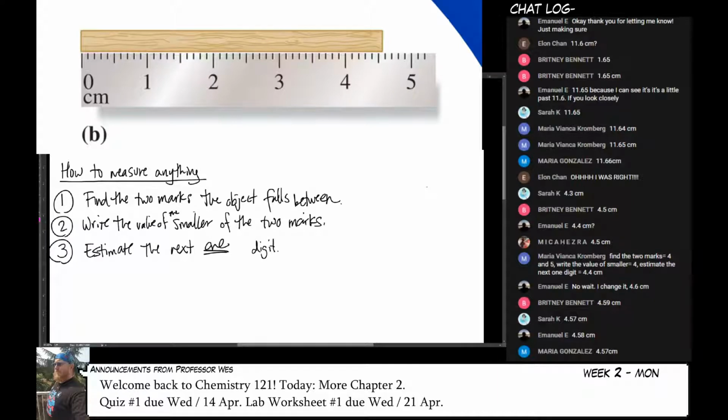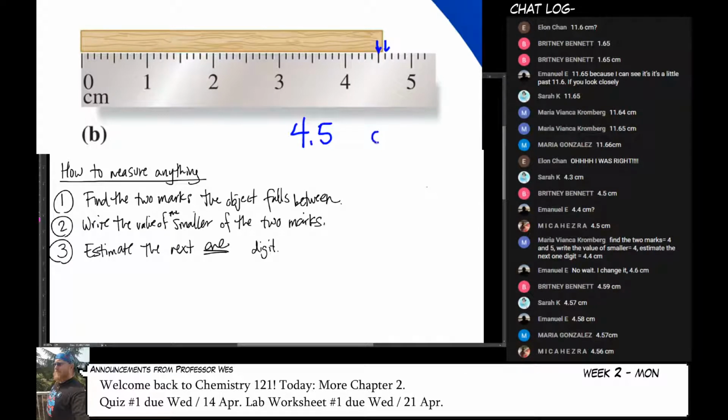All right, let's do the same thing that we just did. So we're going to find the two marks that our measurement falls between. So that's this one and this one. So the first one's 4.5, the second one's 4.6. So I'm going to write down 4.5. And then I need to estimate the next one digit. And so it's kind of halfway between, so I'm going to just go with 5.